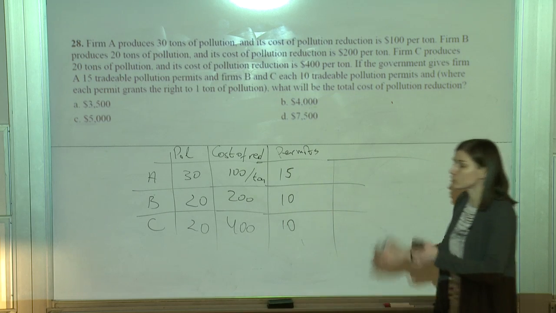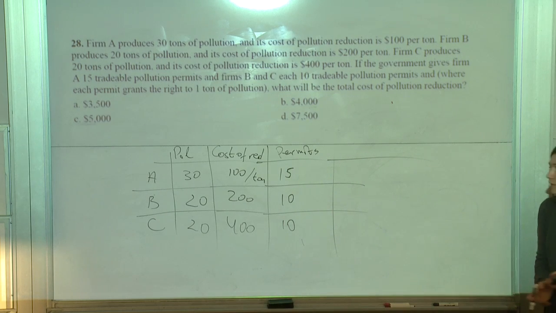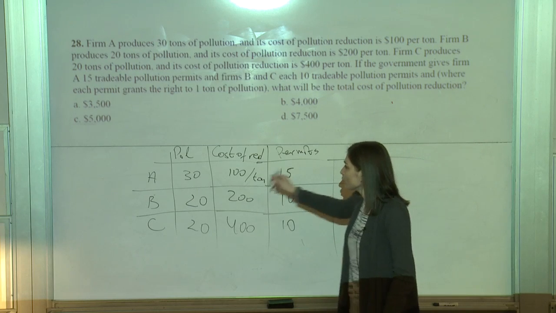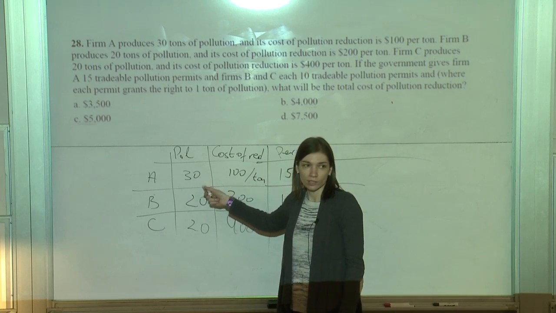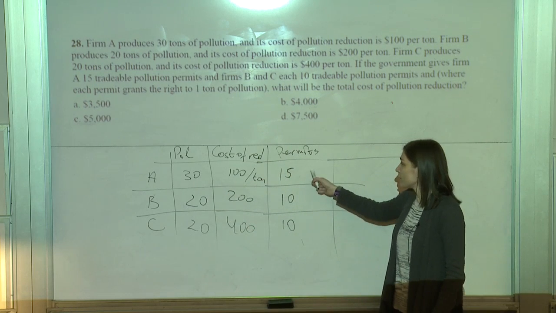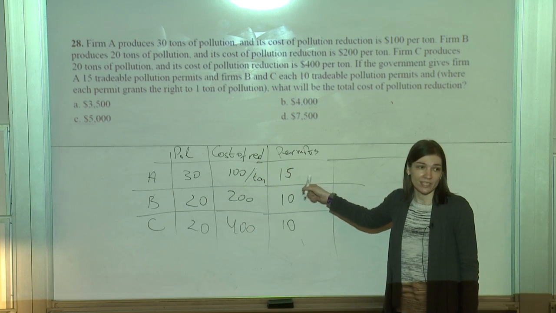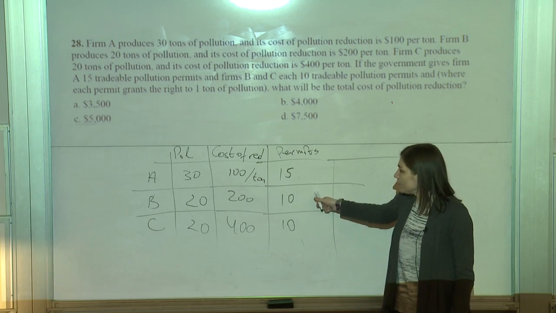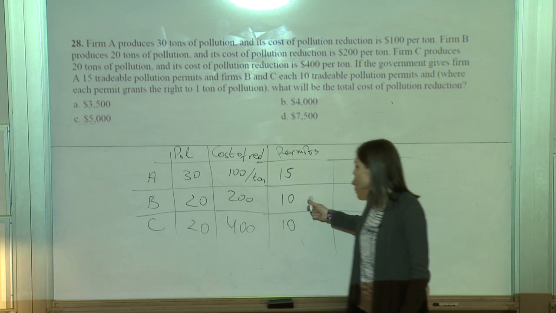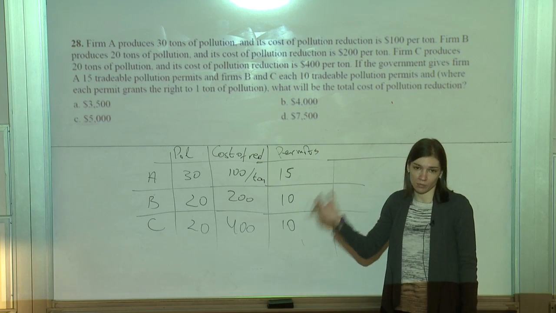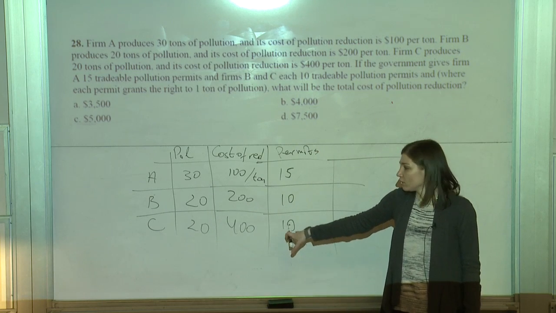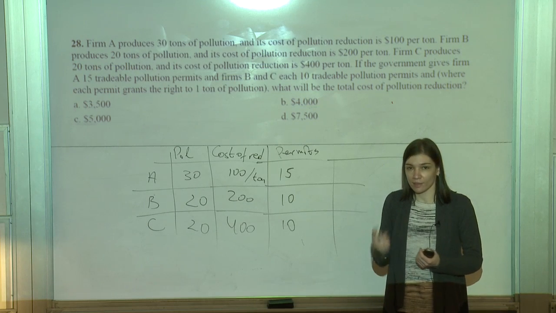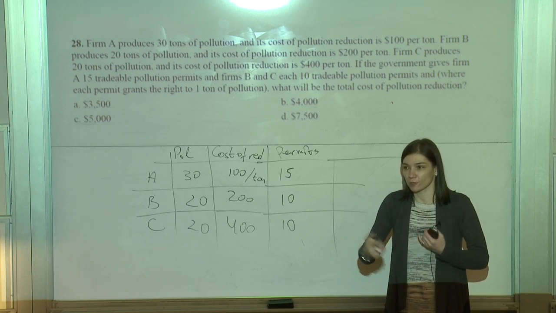All right, so what is going to happen in this market? Looking at firm A, they're polluting 30 units now, right? They're given a permit for 15. That means they need to eliminate 15, right? B is polluting 20, given a permit for 10, so they need to eliminate 10, and the same for C. Is that what's going to end up happening in this market, or is there a more efficient outcome?